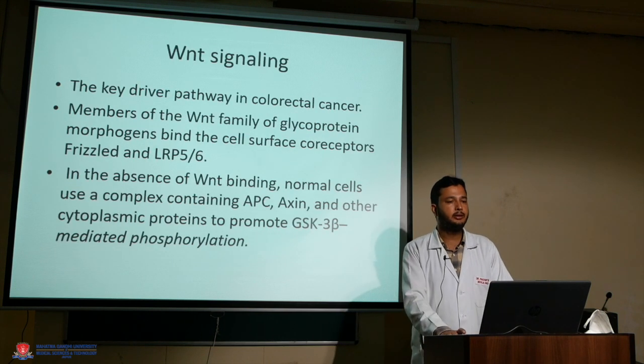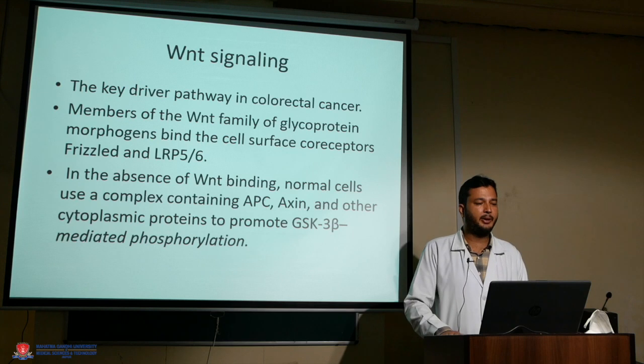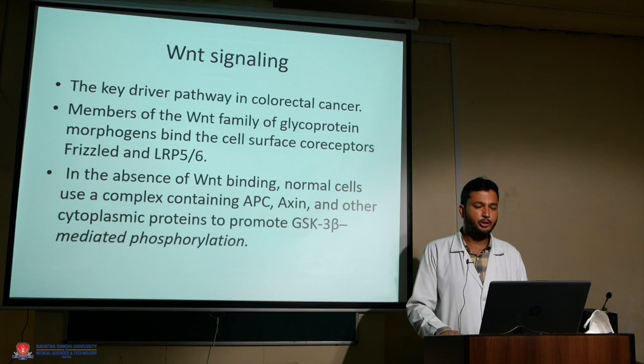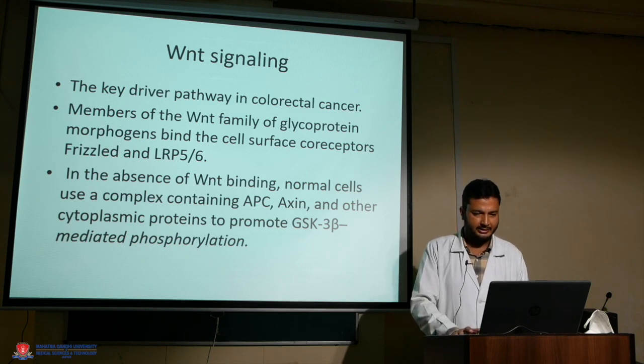If we talk about the Wnt signaling pathway, this is the key driver pathway that causes colorectal cancer. Members of the Wnt signaling family of glycoprotein morphogens bind to the cell surface receptors Fzd and LRP5/6. In the absence of Wnt binding, normal cells use a complex containing APC, axin, and other cytoplasmic proteins to promote GSK3 beta mediated phosphorylation.